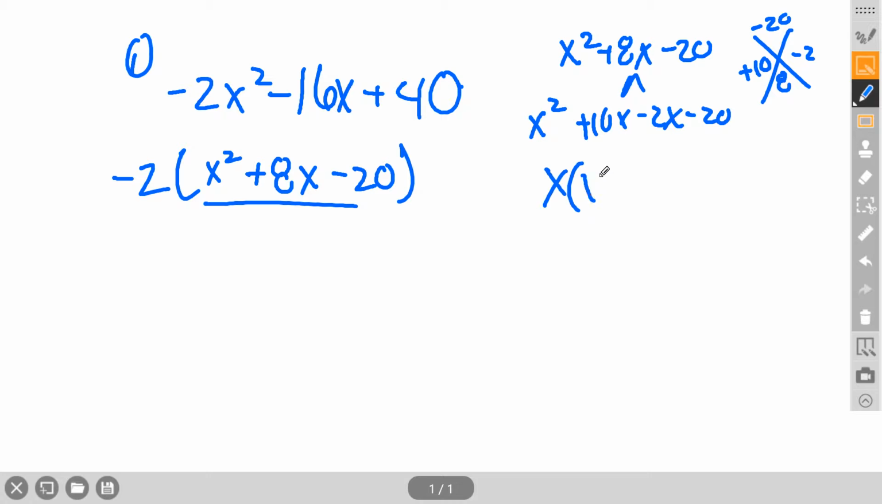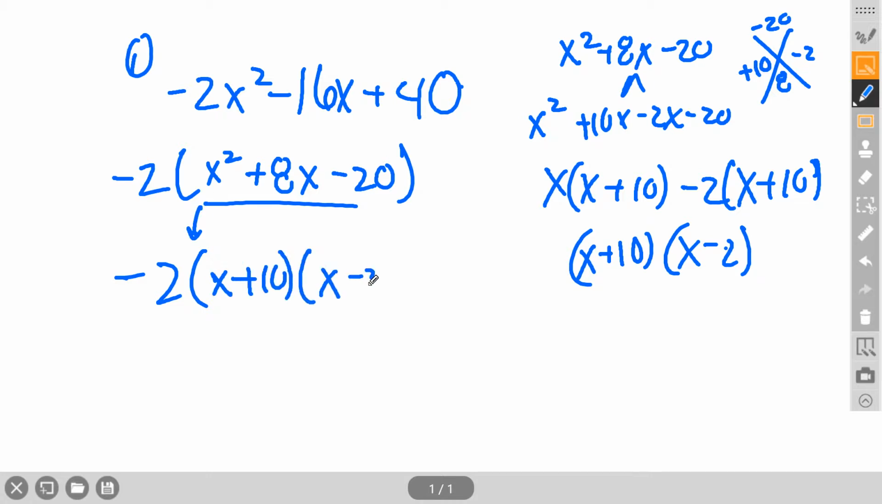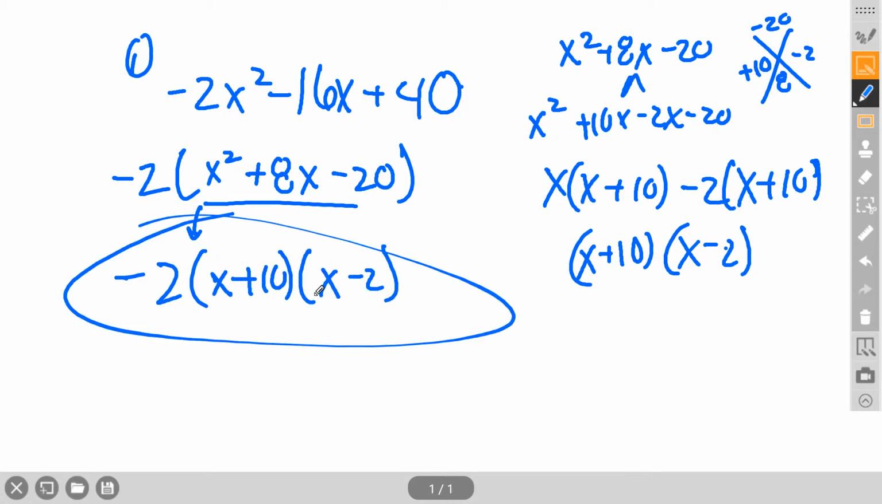Factor out the GCF from each of these. So x comes out of there, negative 2 comes out of there. So I can see that this factors into x plus 10 and x minus 2. All right, so bringing that back to the original problem, the negative 2 is factored out, and then x squared plus 8x minus 20 factors into x plus 10 and x minus 2. So this actually has three factors, negative 2 times x plus 10 times x minus 2. All right, three unique factors.